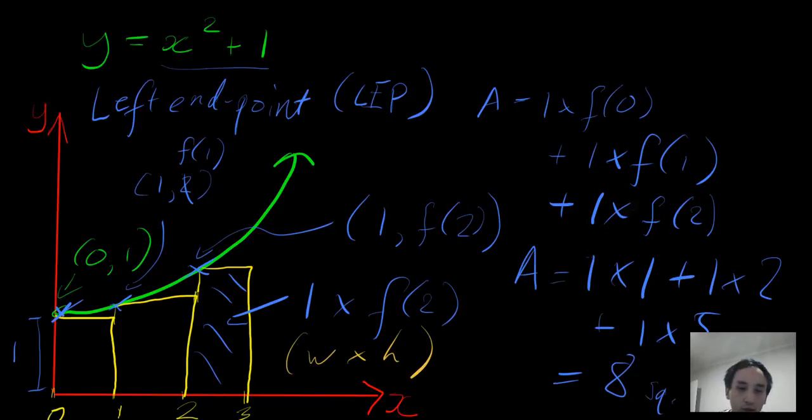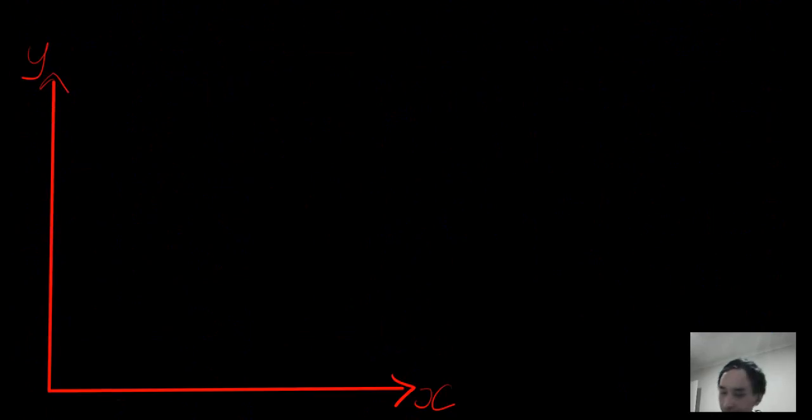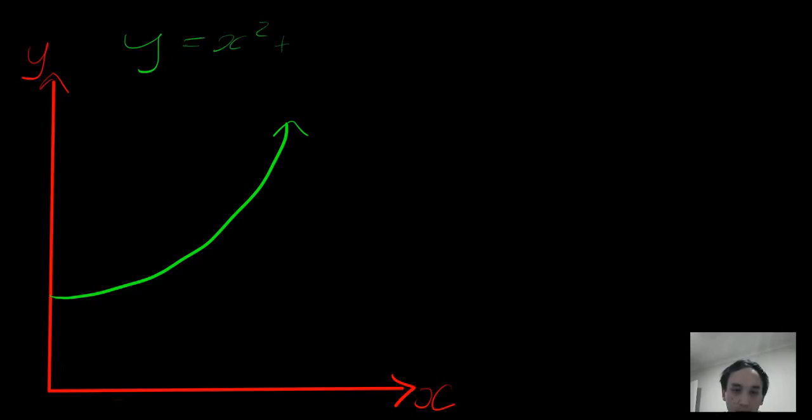Okay, so remember how we said at the start, it really depends on how you draw the rectangles. In this case, we used the left corner, but you can also use the right corner. So let's draw our curve again over here. We have y equals x squared plus 1.